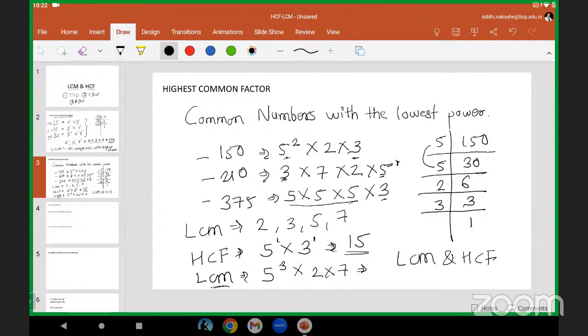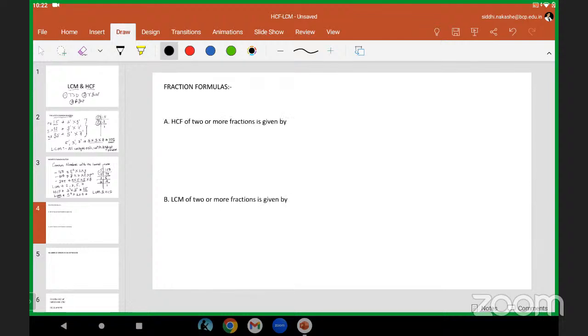I hope that's clear. So moving forward, sometimes numbers are given in fractions, that is x upon y, or a upon b. Now we need to find the HCF and LCM for such numbers. There will be multiple numbers given, that is two or more fractions, for both LCM and HCF. First, we'll write down the formulas for this.